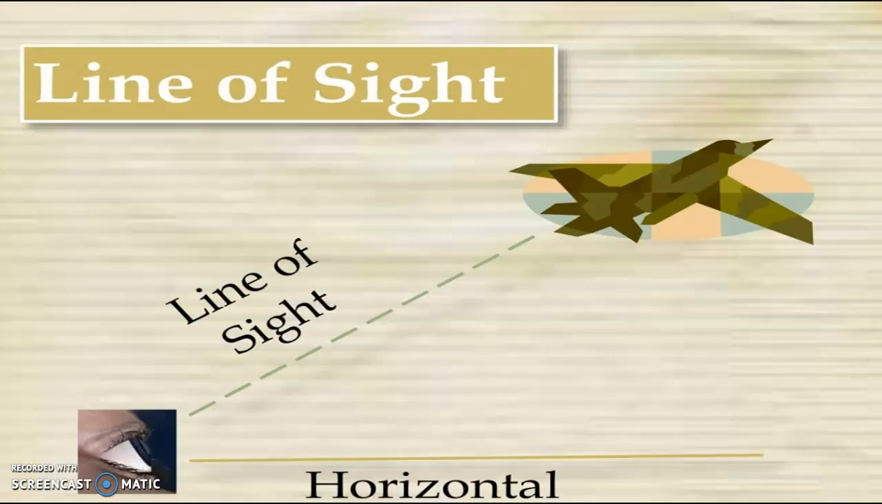If you see this figure, there is a person who is looking towards the aeroplane. So the eye of that person and the aeroplane, both of them make a line, and that is known as the line of sight. So I hope all of you are clear what the line of sight is. The line that is created between two objects, the person's eyes and an aeroplane or anything else, that is the line of sight.